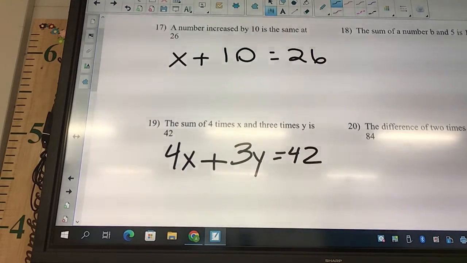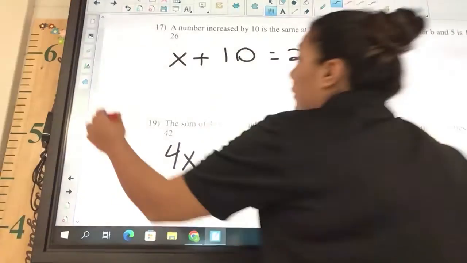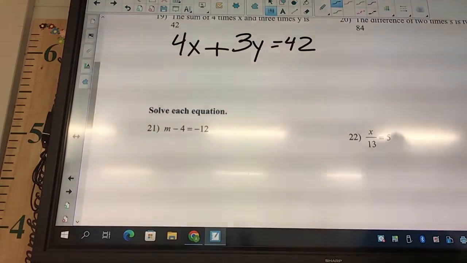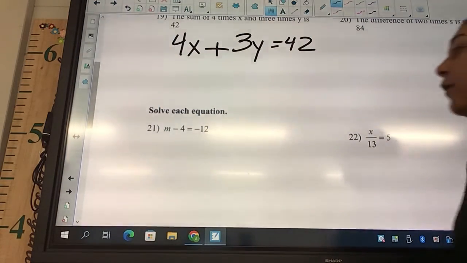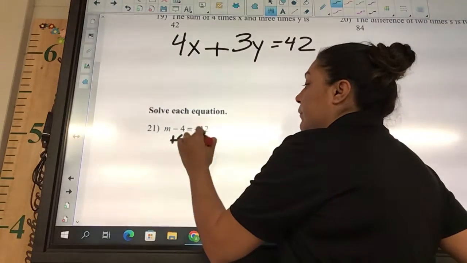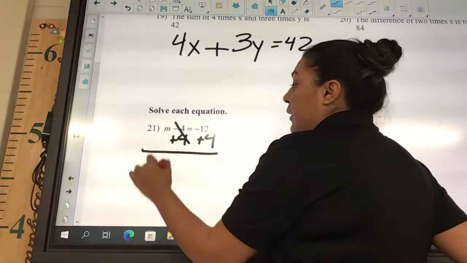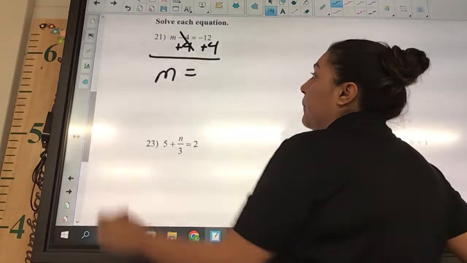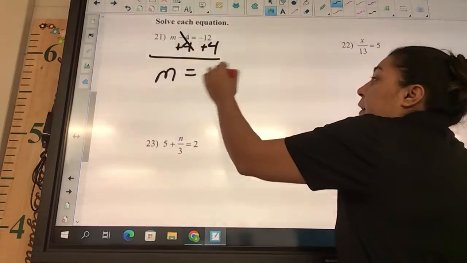Okay, 21 says solve each equation. How do we solve this first one? We're solving for m. Add 4. Okay, and so my m is going to be what? -8.